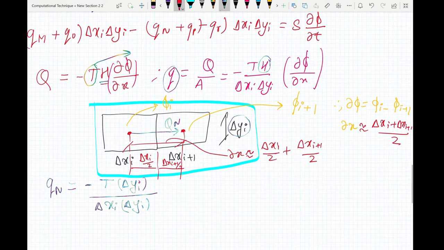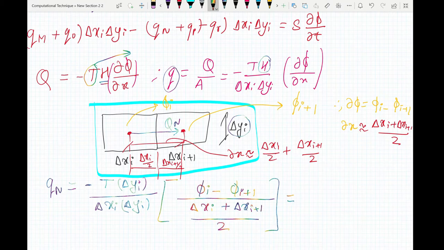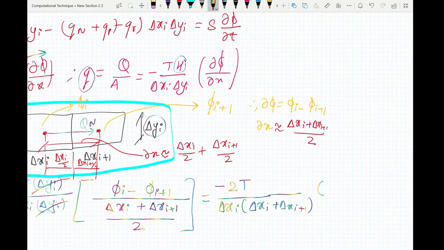So what you get here equals minus 2T divided by, we can cancel this one out, delta xi plus delta xi plus 1, times phi i minus phi i plus 1. We can take this negative sign inside and write 2T.